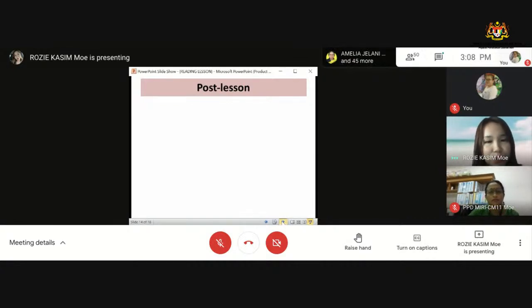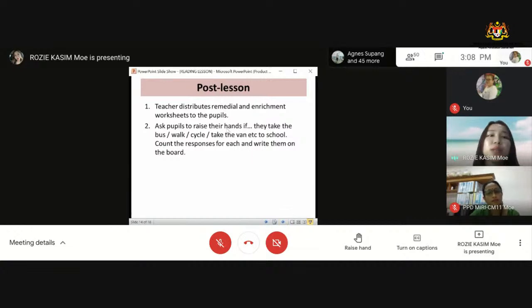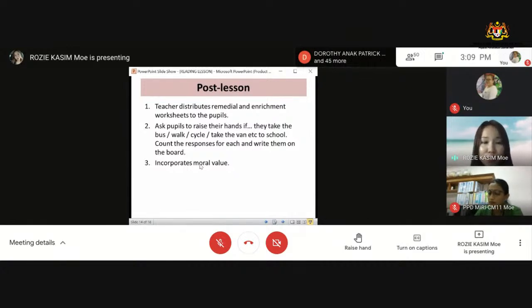Finally, in the post lesson, it is important to distribute remedial and enrichment work to the pupils. Remedial is for the beginners or the lower proficiency. Enrichment is for the advanced students. And the second one, ask pupils to raise their hands. This is for closure, whether the pupils take the bus or walk or cycle or take the van to school. So you may count the responses for each and write them on the board. And finally, last but not least, we also need to incorporate moral values. This is up to the teacher on what moral value you want to teach them that day.